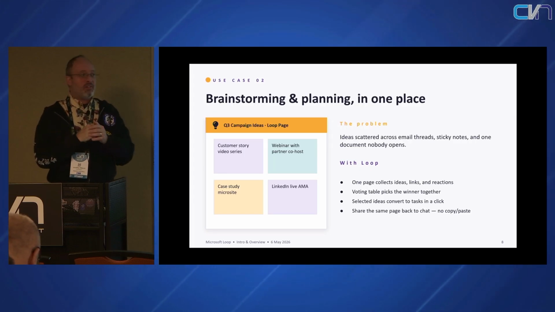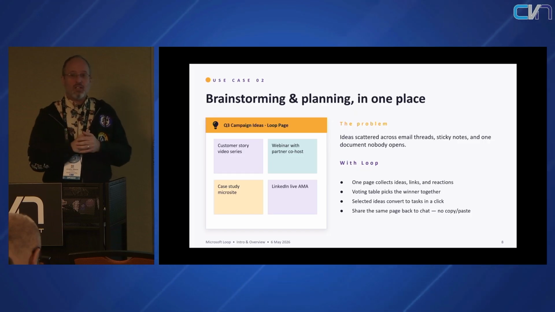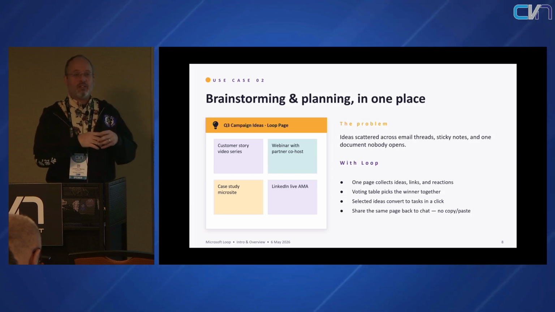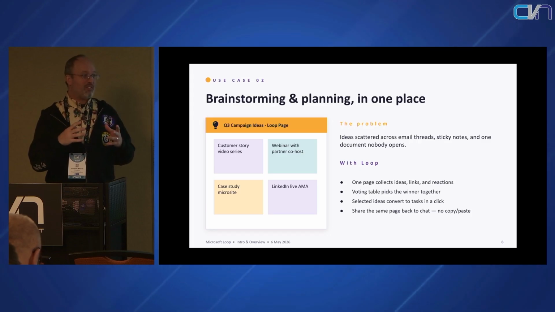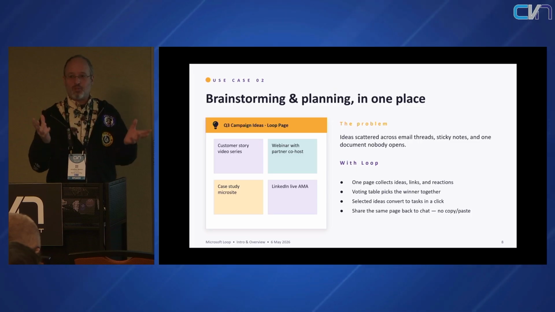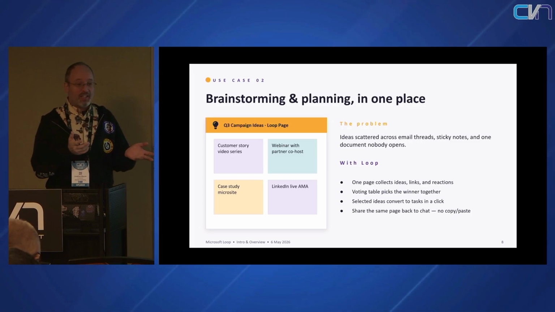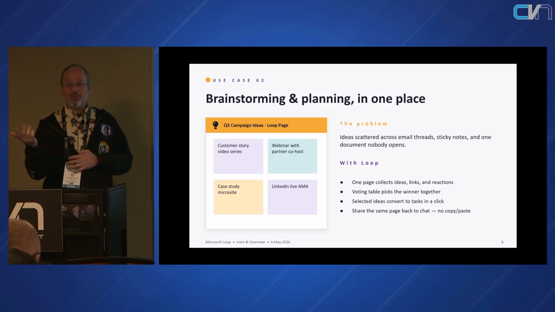But if that seems like overkill for your project, if you don't need lists and libraries and a whole site for it, you just need a Loop page or a Loop workspace. You can create that, share it with the group, and now it's a lighter weight project space. We're going to call it a project space.